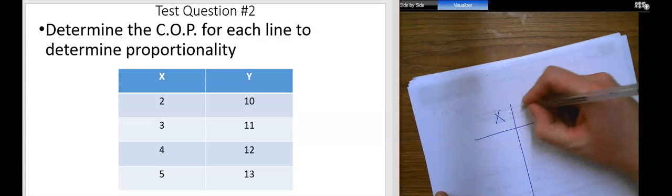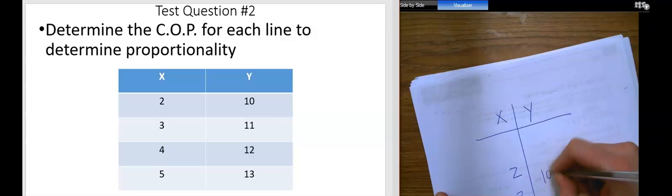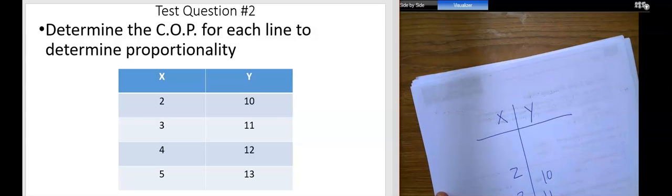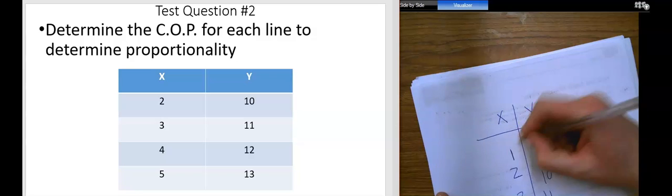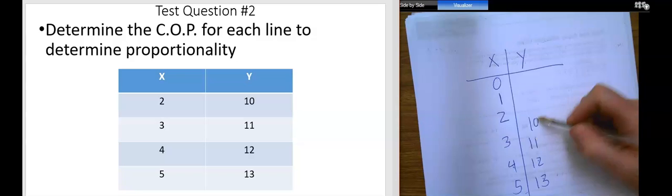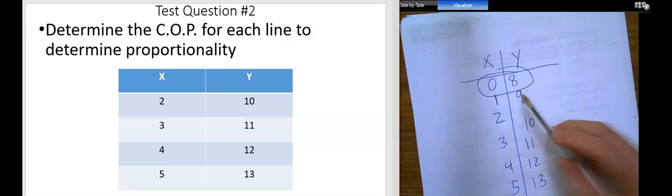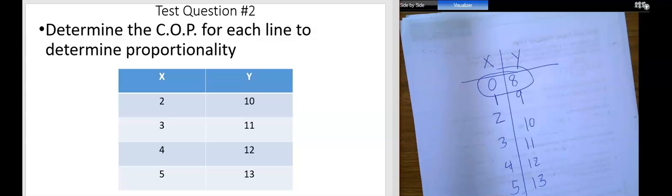This one, looking at the table, is it proportional? So to determine if a table is proportional, 2, 3, 4, 5, 10, 11, 12, 13. Let's get 0, 0. 5, 4, 3, 2. I'm going to add 1 and 0 to my table. Well, 13, 12, 11, 10. This is going to be 9. This is going to be 8. There's no 0, 0 on that table.